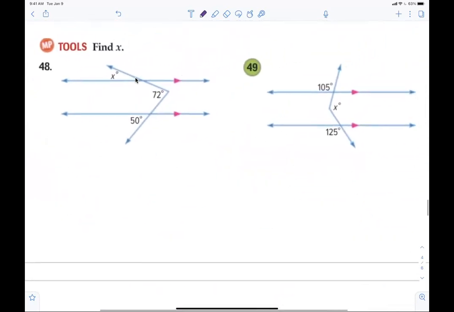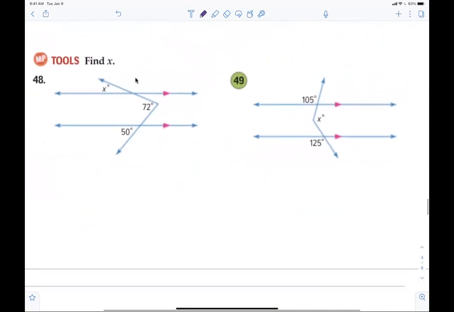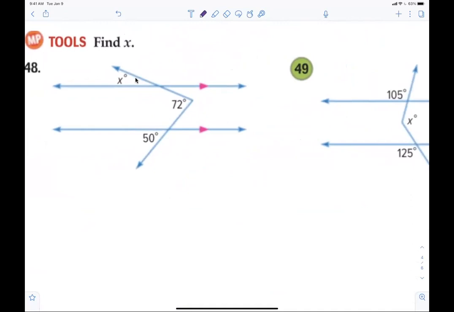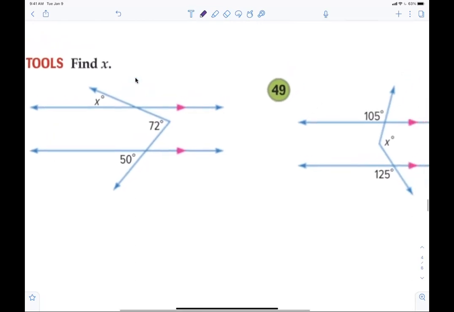All right. Was anybody able to figure these two out, 48 and 49? What did you do for 48? 72 plus 50 plus X is equal to 180. I guess if you can tell me why that's true. I think this is really hard.